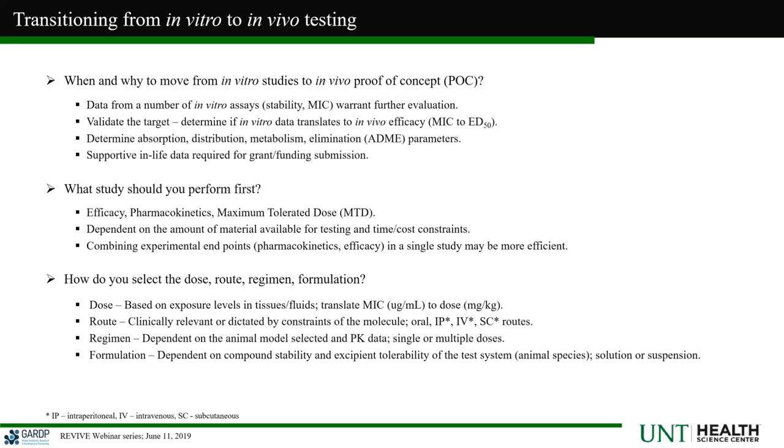And also what study you perform first is going to be very reliant on how much material you have. When we go to do a lot of these animal models and we're asked how much material you need for all this testing, we talk hundreds of milligrams of material. It's kind of a shock for some investigators who maybe have 20 milligrams to prove what they need to show. So if we can combine some of these experimental endpoints, for instance, doing an efficacy study and possibly PK at the same time, it could be more efficient.